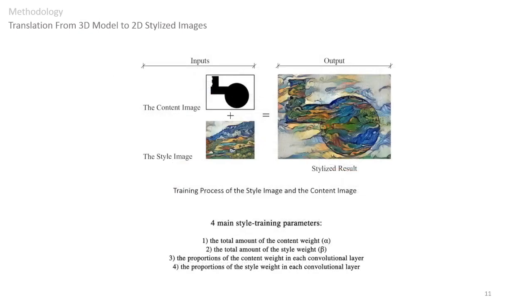With the edited 2D content images and the 2D style image, users can then input them into the VGG19 network for adjusting the key parameters. There are 4 main style training parameters: the total amount of the content weight alpha, the total amount of the style weight beta, the proportions of the content weight in each convolutional layer, and the proportions of the style weight in each convolutional layer. The first two parameters work to control the general fitting tendency, and the last two proportions control the learning details. In the final step, the set parameters are correspondingly assigned to the style image and each content plan. Then the style transfer training starts.